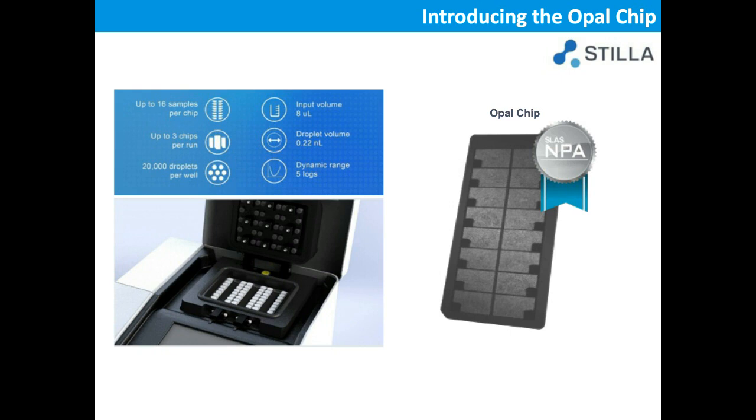And we still have a really great dynamic range of 5 logs because within each chamber, even the footprint is the same. We were able to generate 20,000 droplets per well. So we maximize the surface of the chip, and this will be launched early in Q3 this year. We're finalizing the beta tests, and we will be able to launch it early Q3. So these are just to give you a little heads up of all the innovation and R&D projects that are ongoing at Stilla, and we're currently growing.